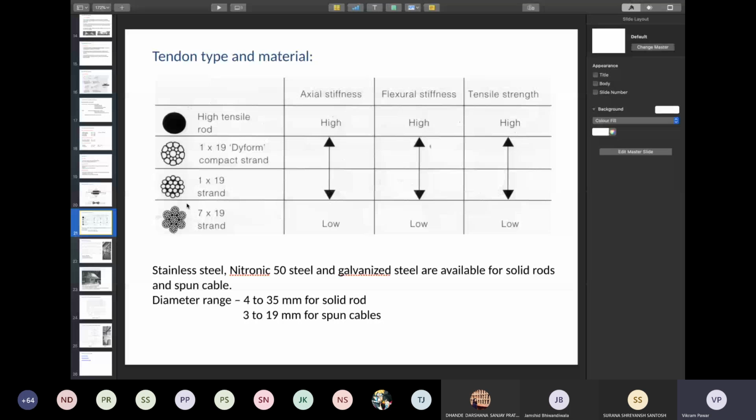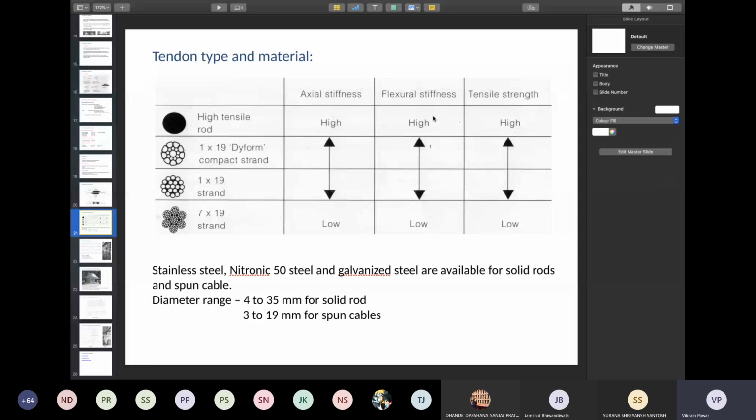Now, on how it behaves: the axial stiffness of the tensile rod is obviously high, and this is low. Flexural stiffness also, this is very high, it's very stiff, and the strand is low. Tensile strength is said to be high here and low here. Many times you don't want a very stiff structure, because the more the stiffness, the more the problem that the shape is not going to be smooth enough. So you will prefer these bunch strands.